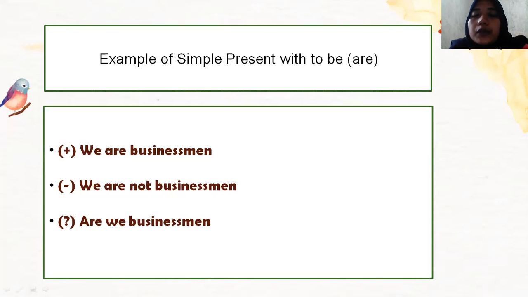Examples of simple present with to be are. We are businessmen. We are not businessmen. And are we businessmen? For the to be are, we use we, you, they.